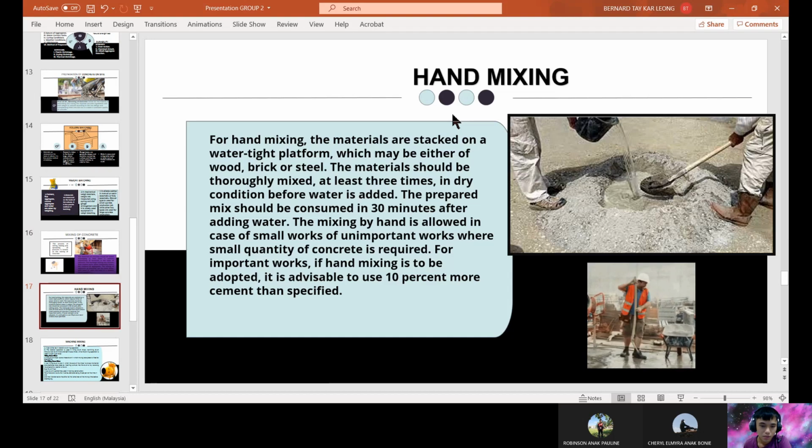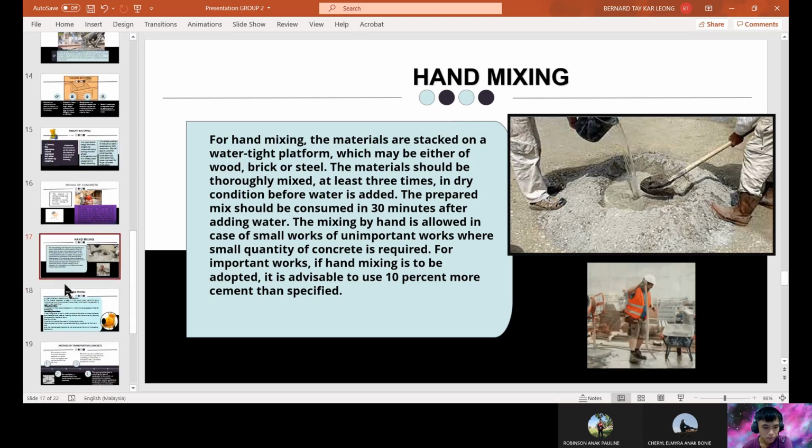After adding water, mixing by hand is allowed in the case of small or unimportant works where a small quantity of concrete is required. For important works, if hand mixing is to be adopted, it is advisable to use 10% more cement than specified.